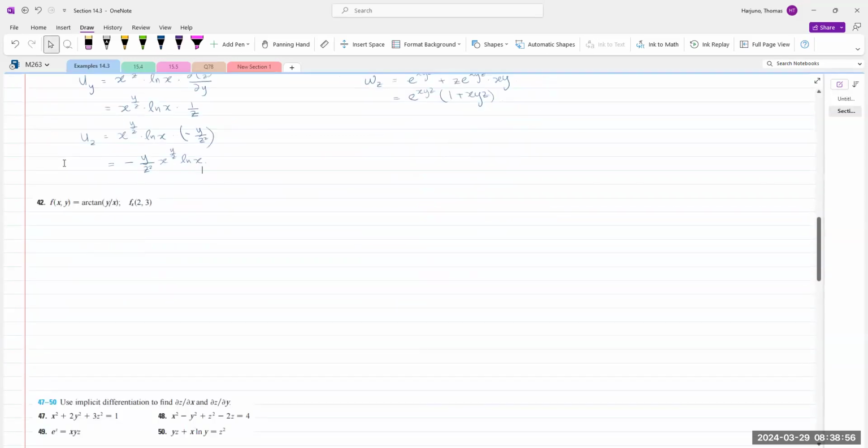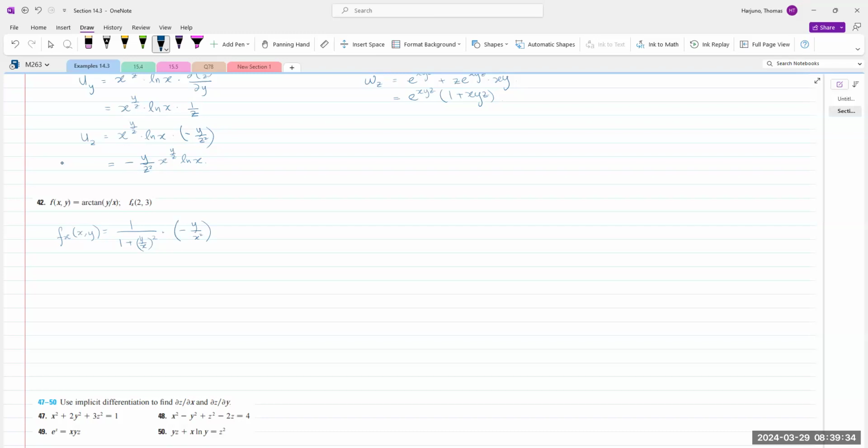Now let's say number 42. We need to find the partial of the function with respect to x at 2, 3. So when I do the partial with respect to x of arctangent of y over x, the derivative of arctangent is 1 over 1 plus y over x squared times the derivative of y over x with respect to x. That will be negative y over x squared.